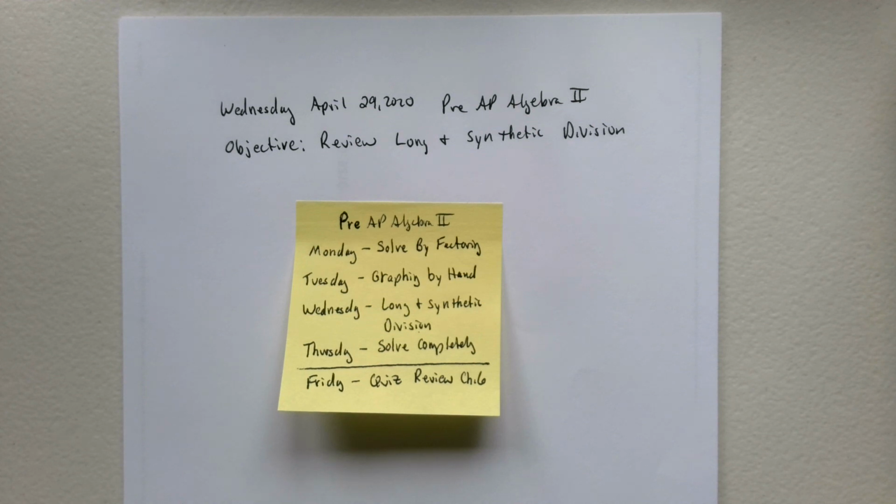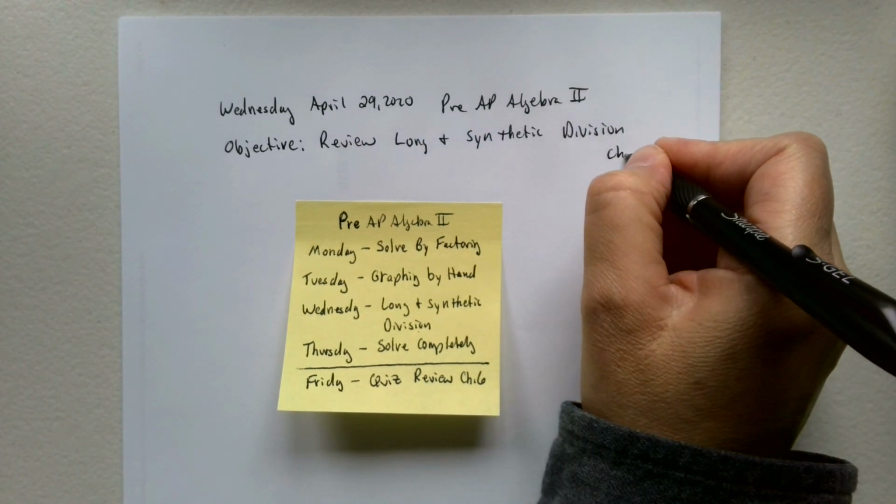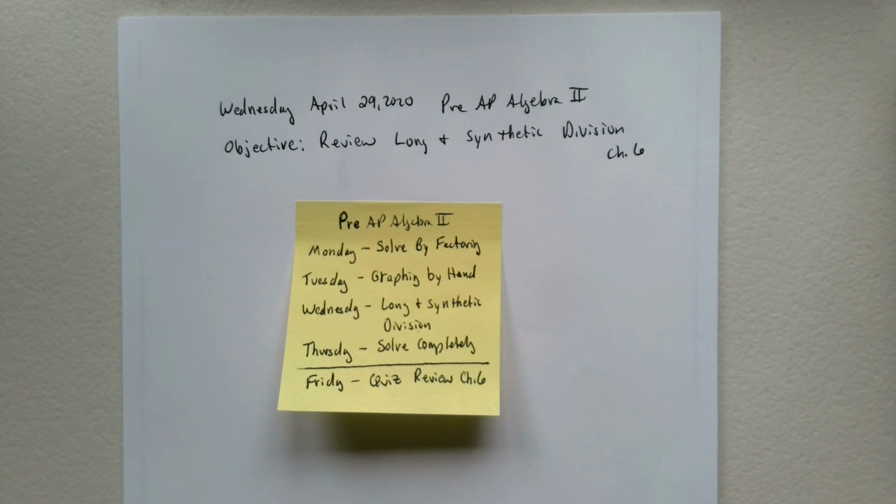This is our video for Wednesday, April 29th, pre-AP Algebra 2. Today we're going to review long and synthetic division. Remember that we are working out of Chapter 6.